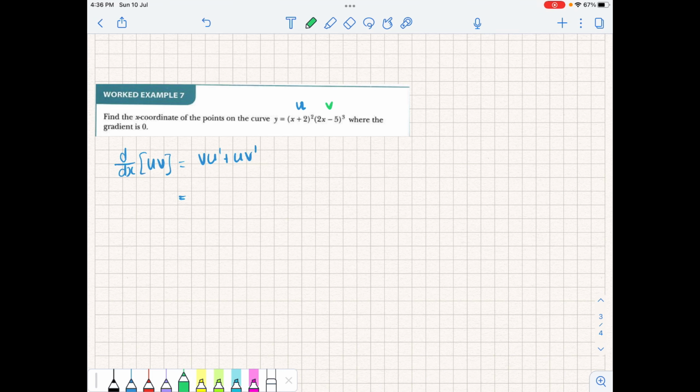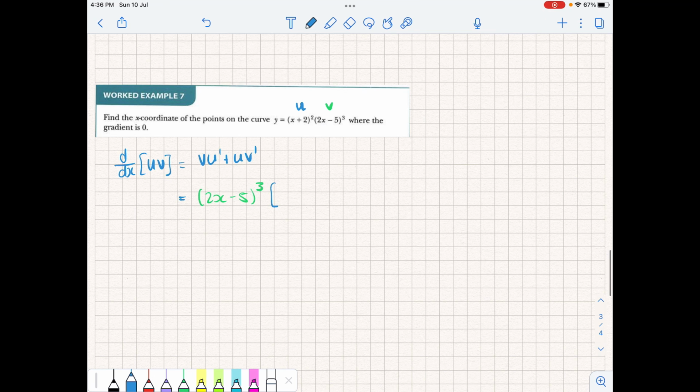So we take v, whatever v is, in this case it's 2x minus 5 cubed, and we multiply it by the derivative of u. So we need to use the chain rule here because this is a function in a function. So we multiply down by the power, and then we reduce the power by 1, so it becomes 1. And then we multiply by the derivative of the inside function. Now fortunately the inside function is just x plus 2, and the derivative of x is 1, and the derivative of 2 is 0, so here we have just 1. So we don't even have to write it if we don't want.